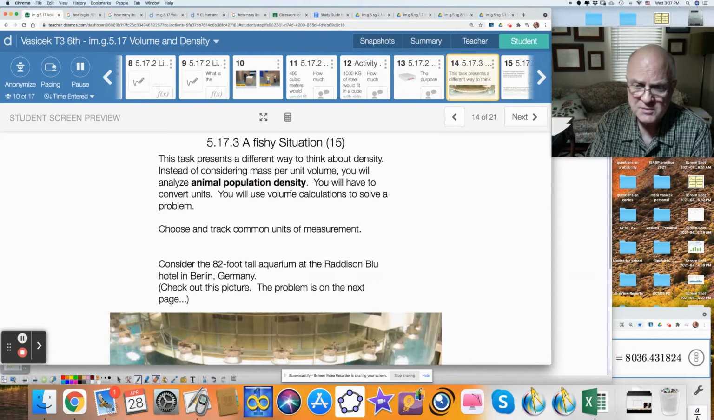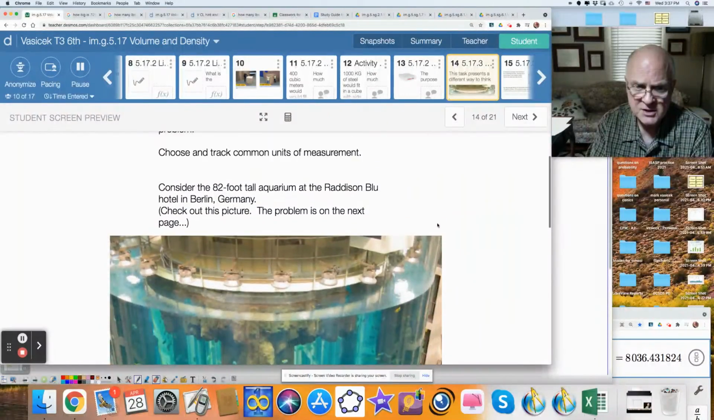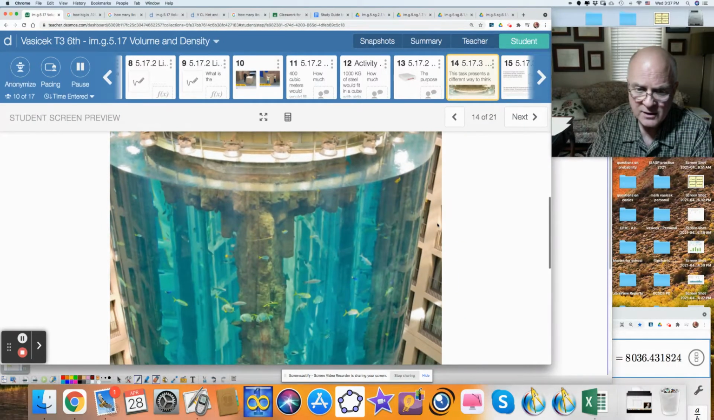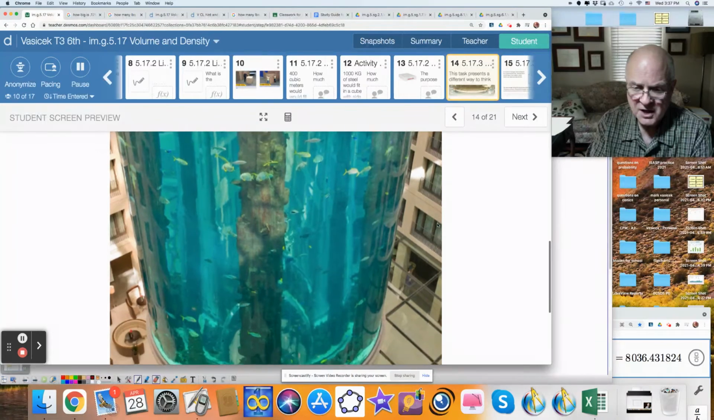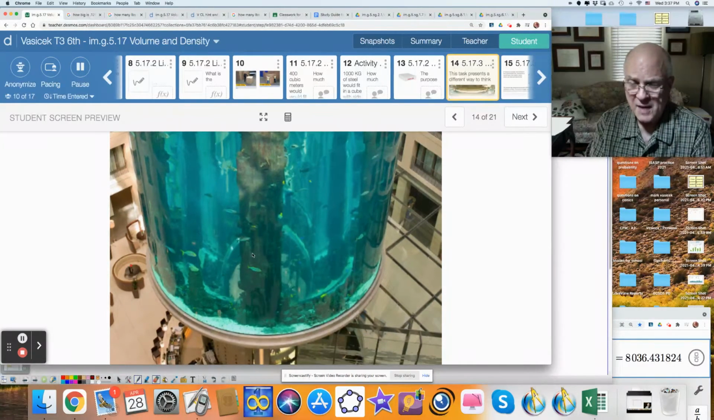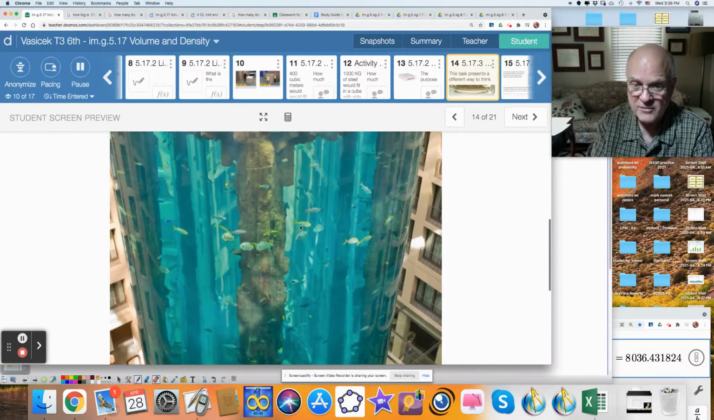There's also this problem here, which is kind of interesting. This is a fish tank that's in the Radisson Blu Hotel in Berlin. They fill it with fish. It goes all the way down to the ground. Whoa. First of all, how much weight is that water? What size glass do they have to have? How do they keep it from breaking? What do they do for the hydraulic pressure on those fish? How do those fish survive? How many fish can they fit into it?